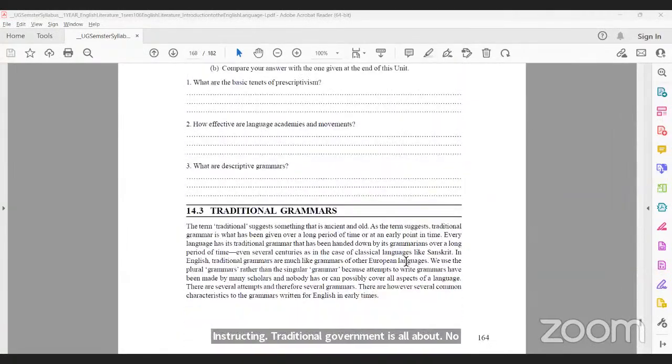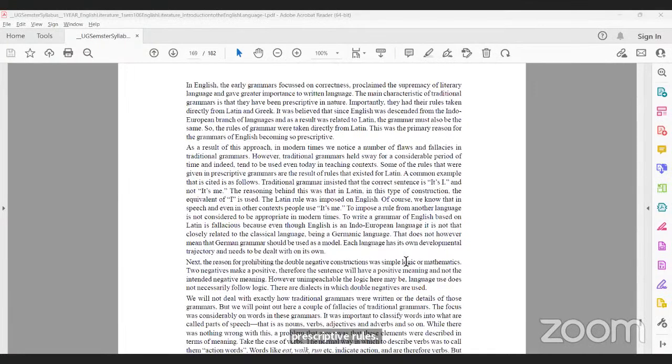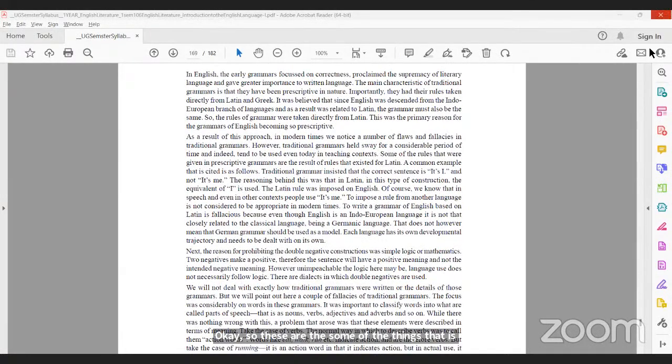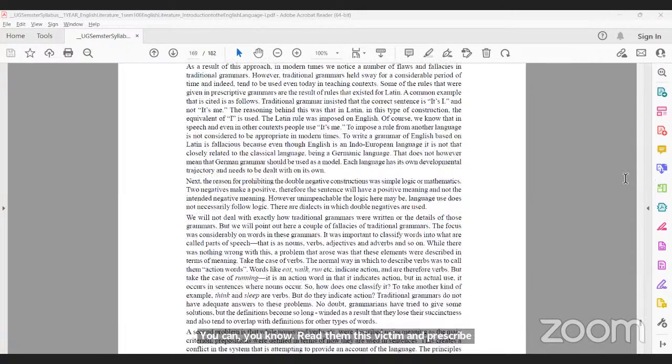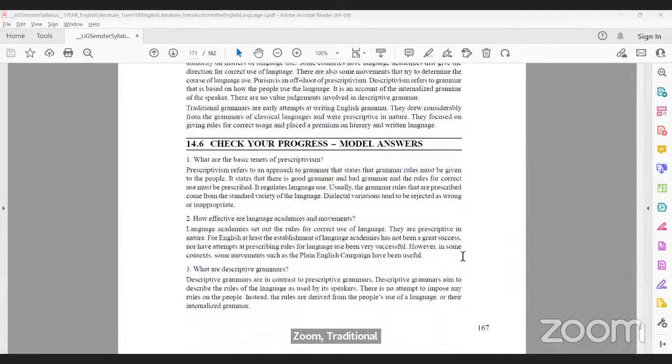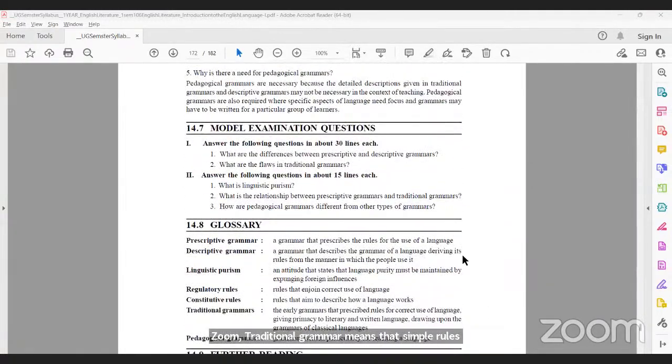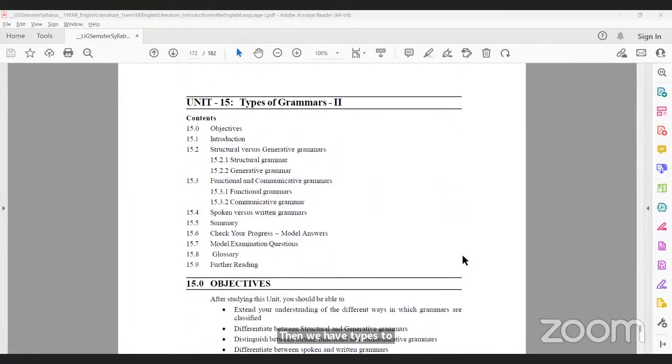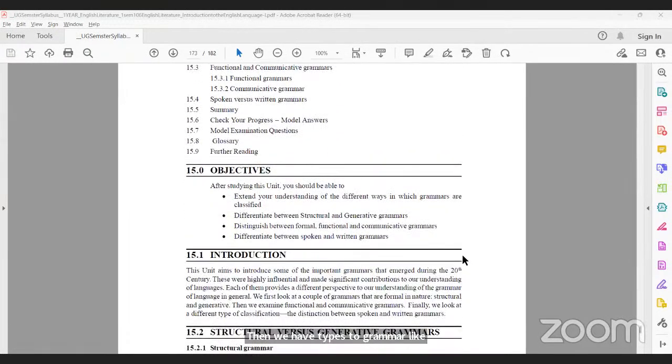So these are some of the things. You can read them: descriptivism and prescriptivism, purism. Traditional grammar means simple rules. Then we have types of grammar like structural, generative, functional, communicative on page number 169. This type of grammar has been given by Noam Chomsky. Like generative grammar, he is known as the father of generative grammar, Noam Chomsky.